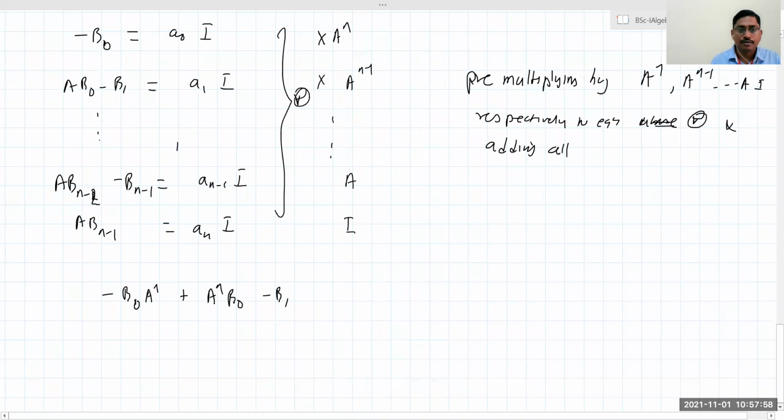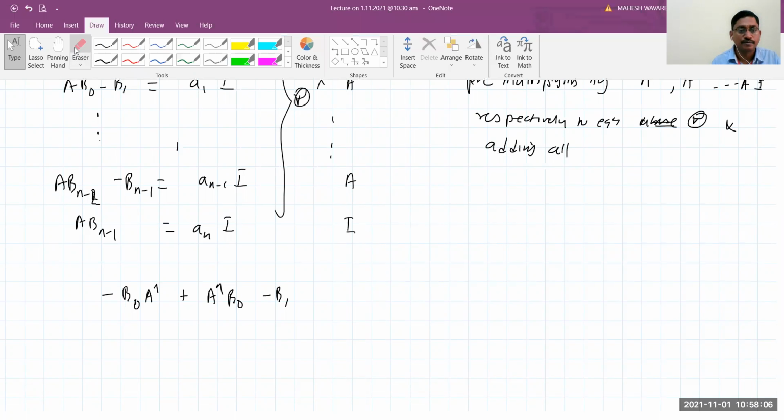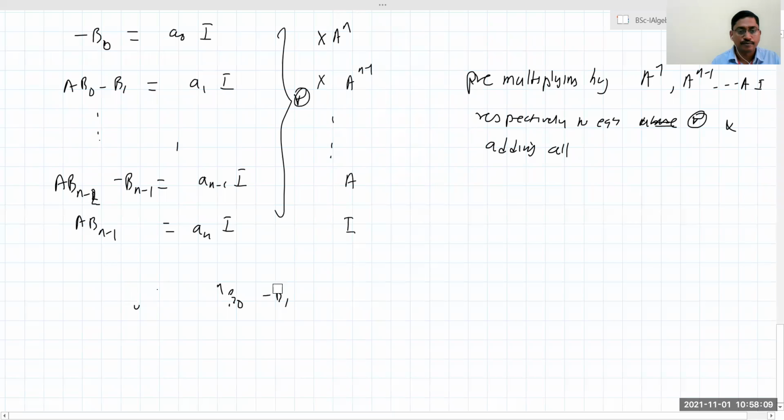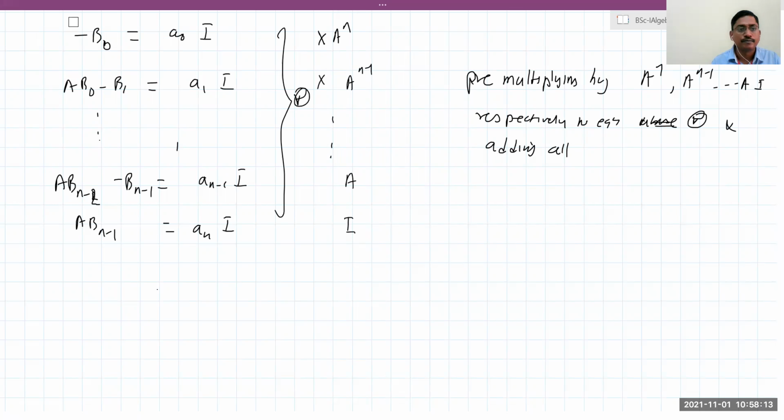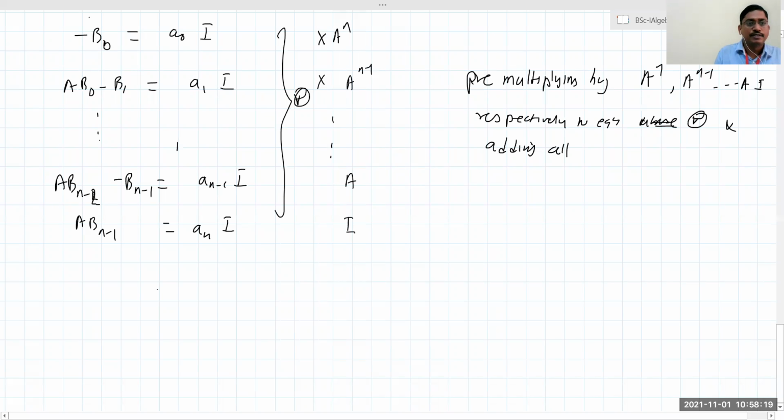So I am multiplying by A raised to n. Okay, I will write both sides here to compare. So this thing is multiplied by A raised to n from the front. So what you get? A raised to n b naught, the minus sign is there.